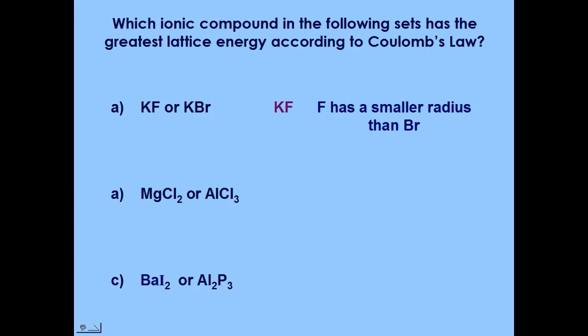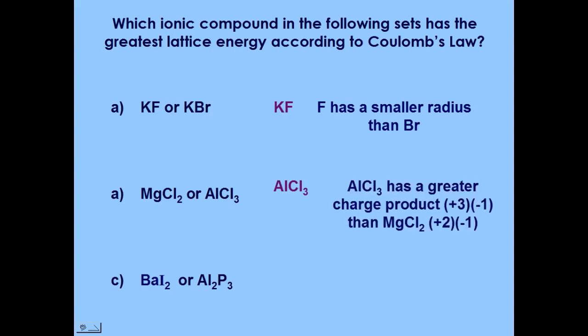And our next one, we have magnesium chloride and aluminum chloride. This time we do have a charge difference. Magnesium and aluminum are in the same period, right next to each other, so their size is going to be roughly the same. Magnesium is +2 and chlorine is -1, so that gives us a charge product of -2. Aluminum has a charge of +3, chlorine has a charge of -1, that gives us a charge product of -3. So the aluminum chloride compound would be your best choice because it has a greater charge product than MgCl2.